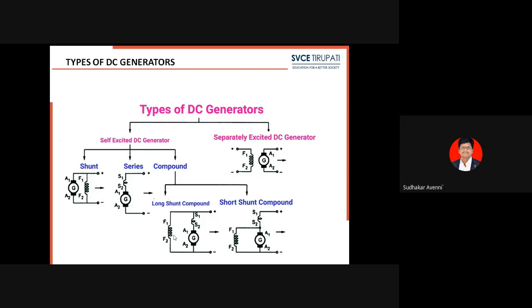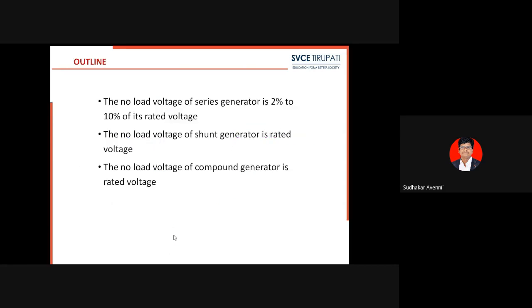So based on this, we can say that the no load voltage of a series generator is 2 to 10% of its rated voltage. The no load voltage of a DC shunt generator is the rated voltage. Similarly, the no load voltage of a compound generator is also the rated voltage. So these are the voltages with respect to generators.